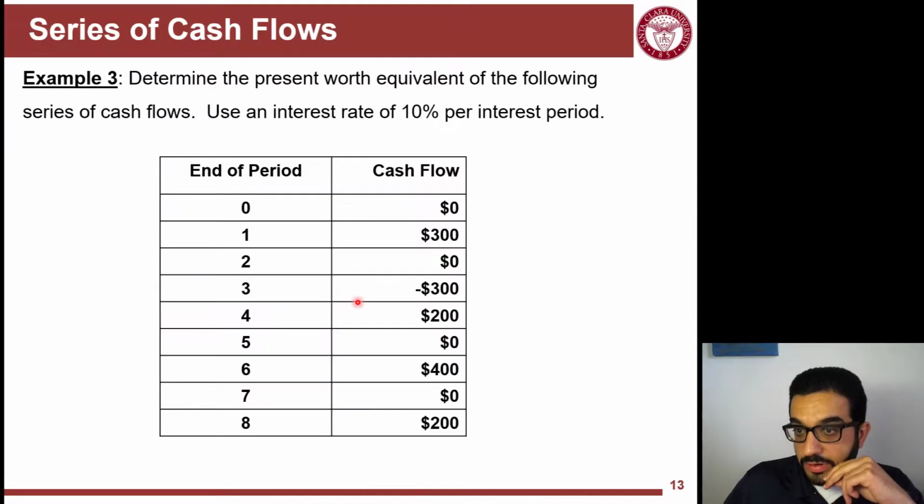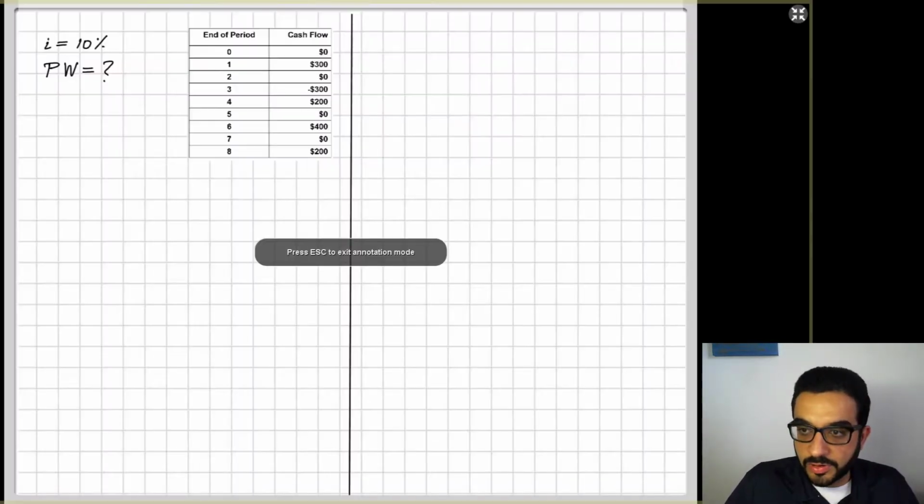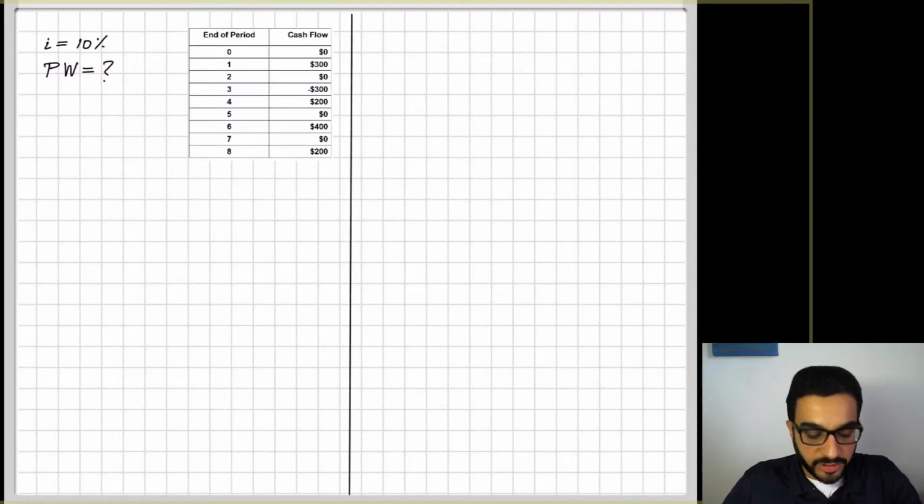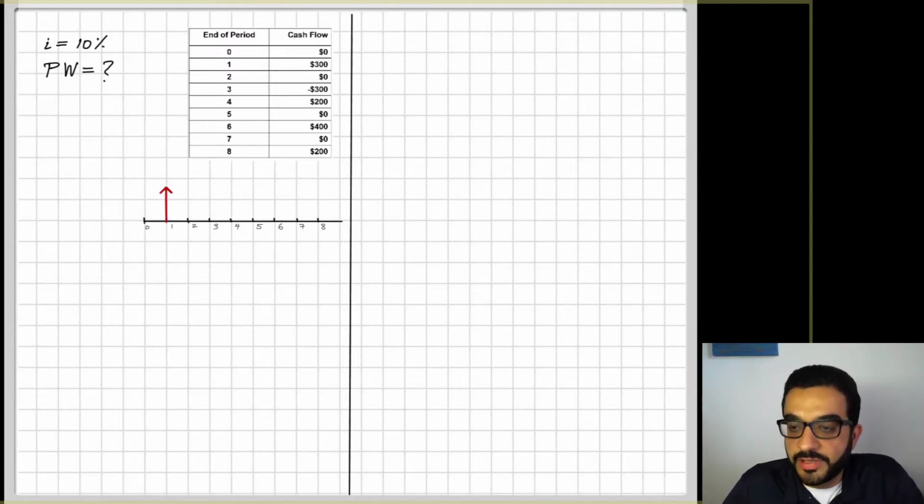So this is the third example, just to make sure we all understand the process, and we are only focusing here on the present worth. For this one, it's given to us as a table, and we would like to calculate the present worth. We're given that i, the time value of money, is 10%. If I draw the cash flow for this, I have 8 years, and these are the different cash flows that happen at different times.